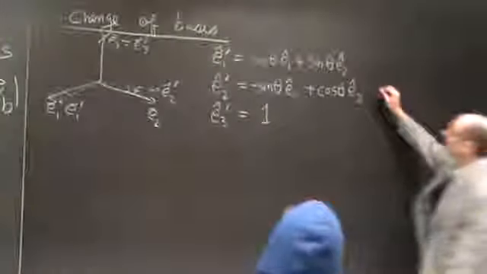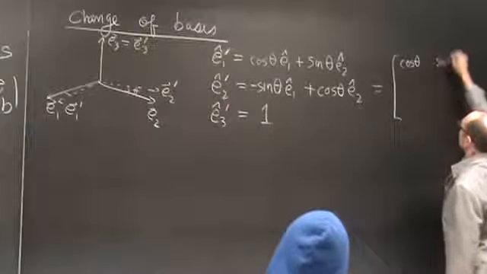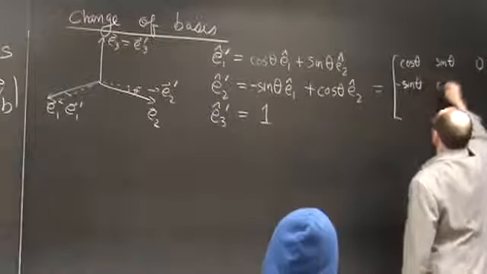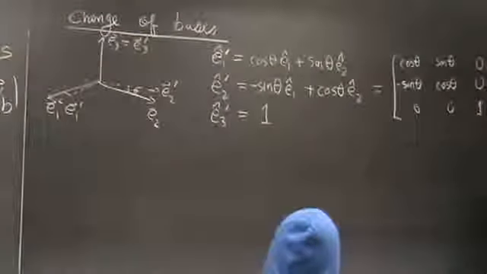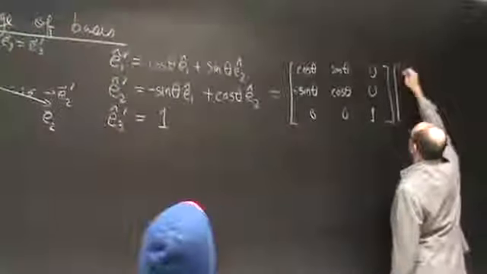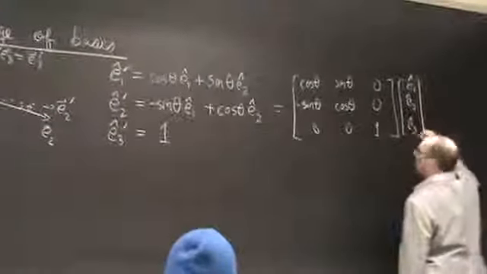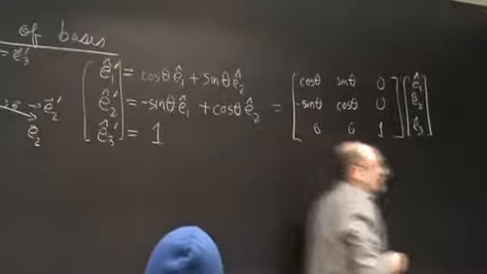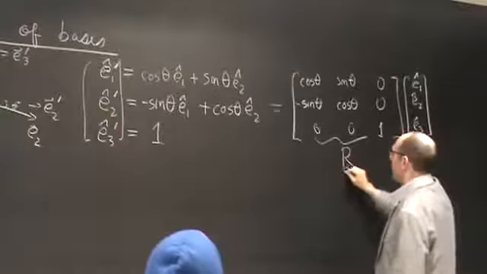And we could write this as a matrix equation where the new basis vectors are related to the old basis vectors through this matrix, okay? Which I'll call R.